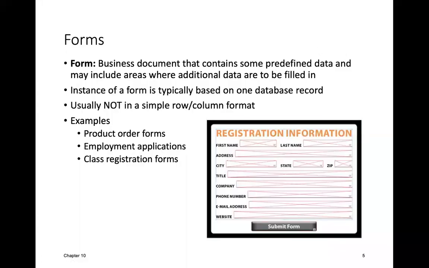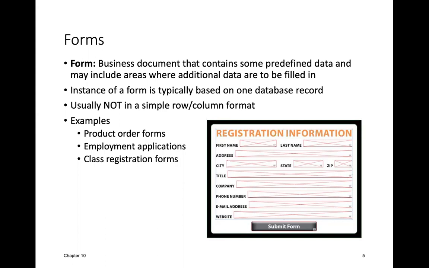I will draw your attention to that second line. An instance of a form is typically based on one database record. So what do I mean by that? I may have a collection of forms. Each individual instance of a form, so let's say I complete a form or a report is passed to me, each individual one is based on a single database record. It could be for a specific customer, it could be for a specific order. It'll correlate with a single record in our database.